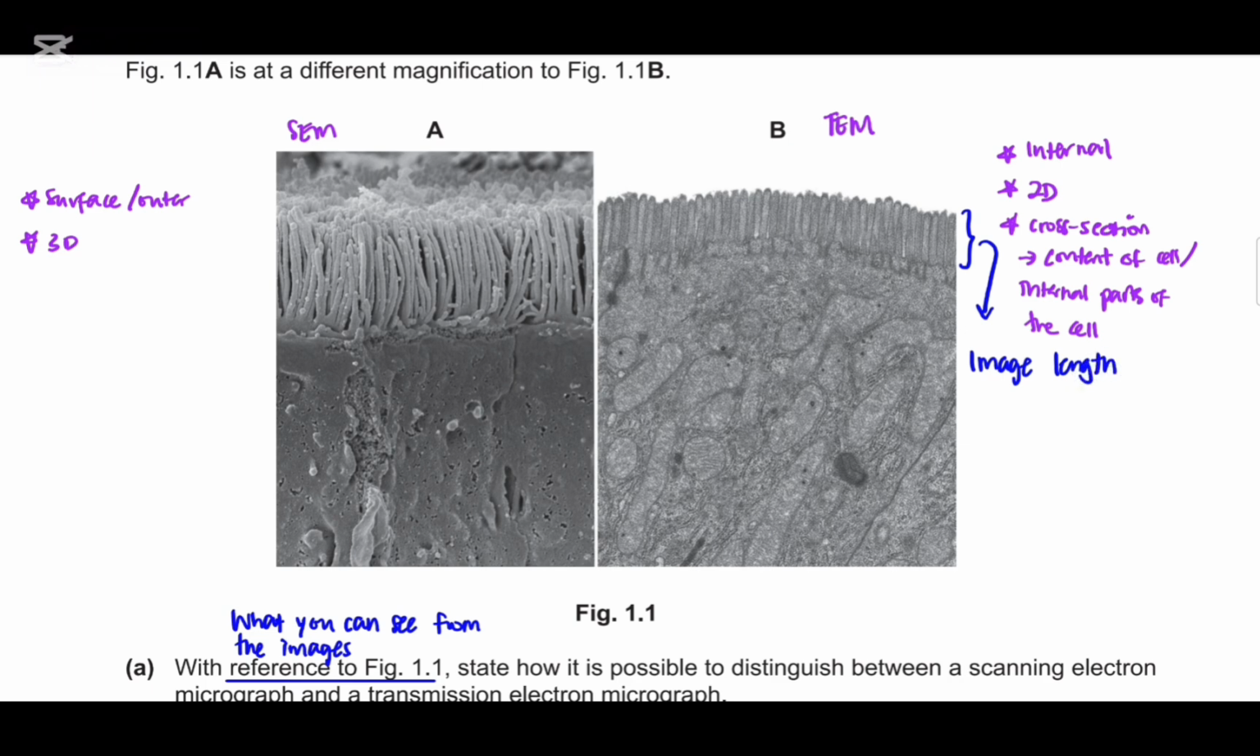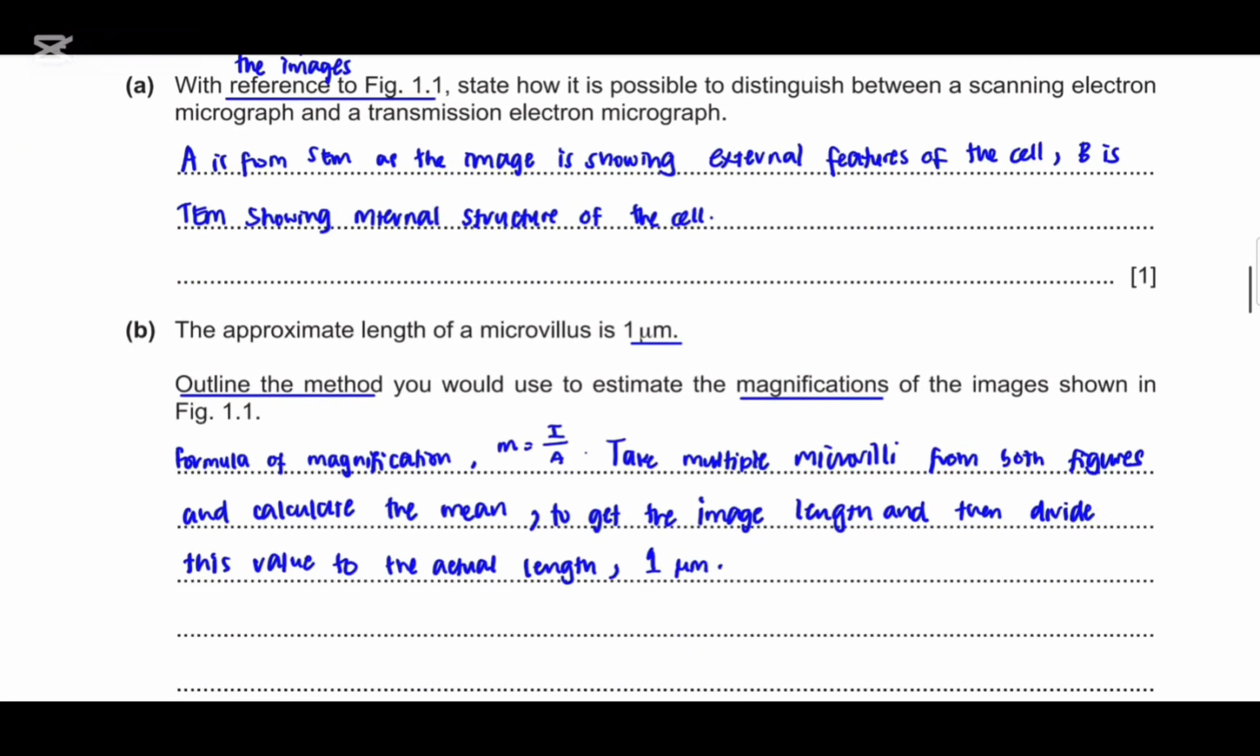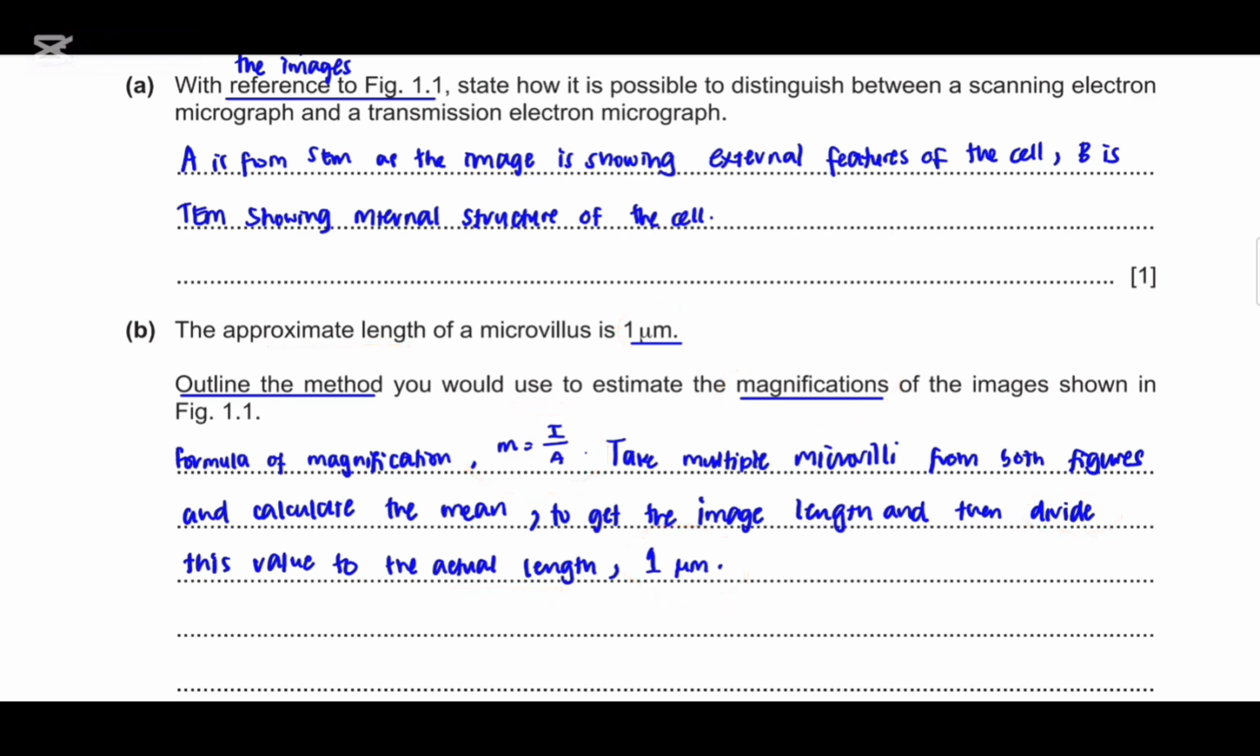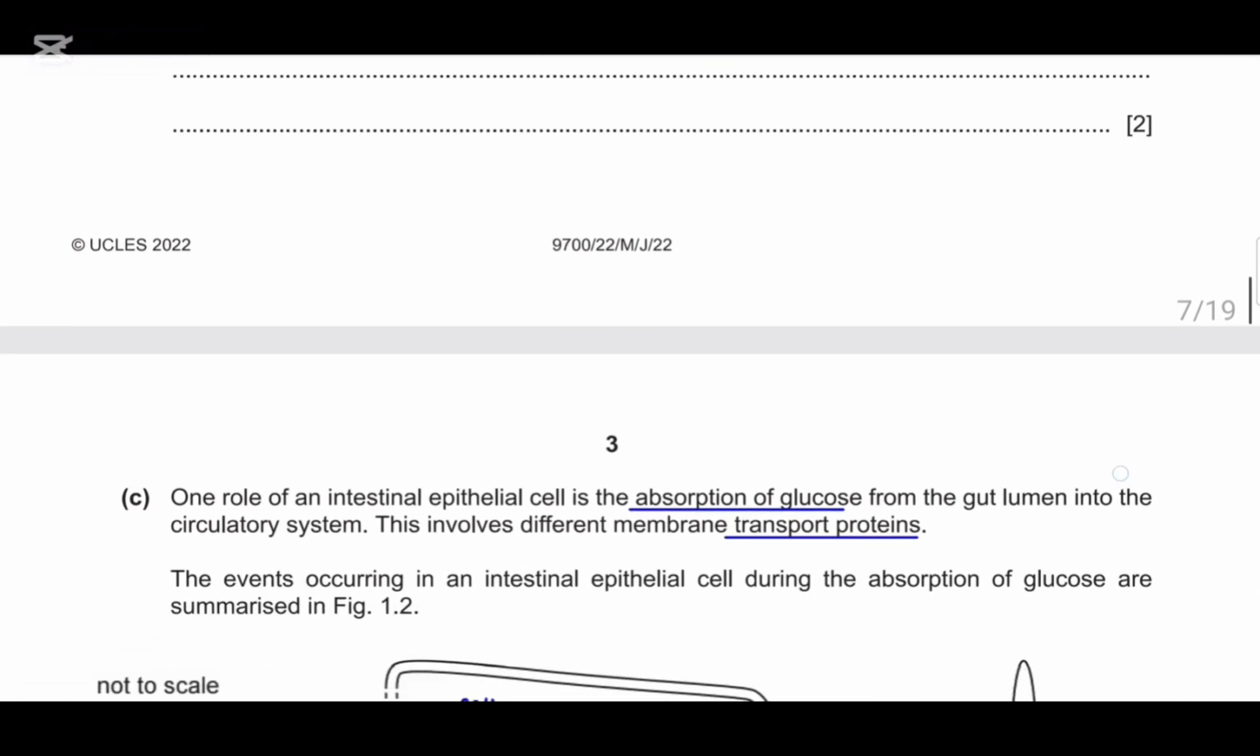Now, because we actually take multiple measurements and we have the mean of the image length, what we can do is divide this value by the actual length, which is mentioned here. Approximate length of a microvillus is 1 micrometer, right? And that's how we can get the magnification once we substitute it in the formula. Okay, the idea of taking multiple means is what I think they want us to show them.